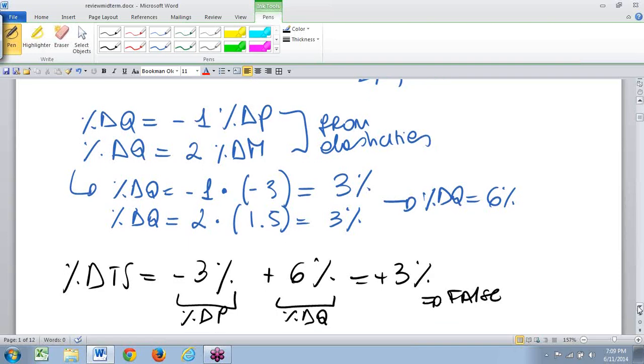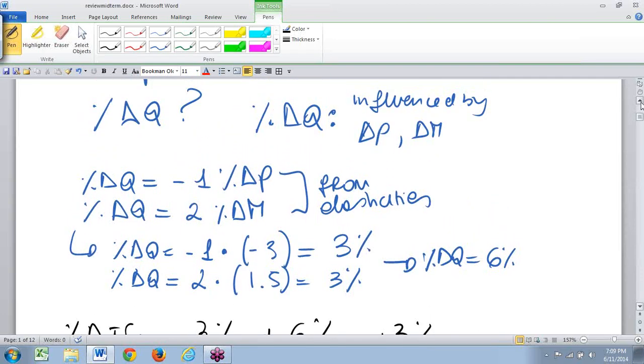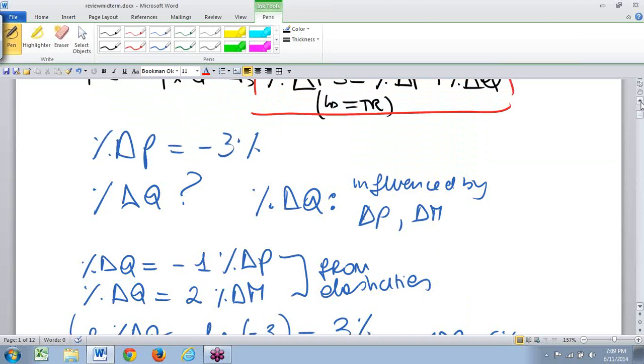Okay, so again, to solve this question, the important thing is that the change in price is given by the problem. The problem says that the price is going to decrease by 3%, so the information about the price change is already given in the question. What is not given is the percentage change in quantity. How did we find the percentage change in quantity? By adding up the percentage change in quantity due to the change in price with the change in quantity due to the change in income. Okay?